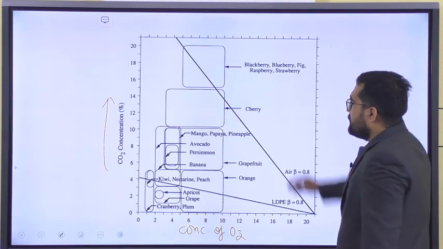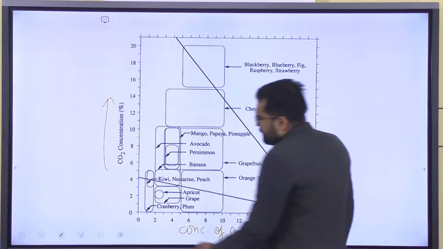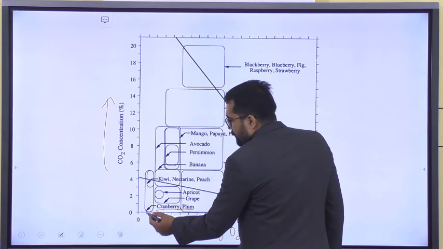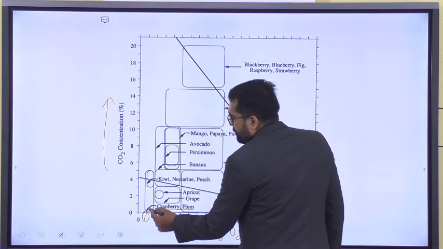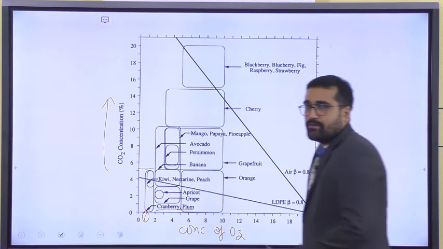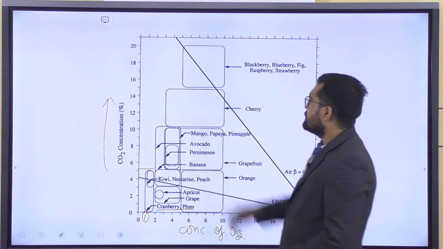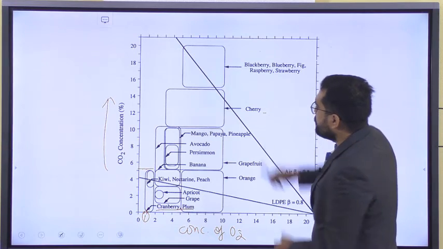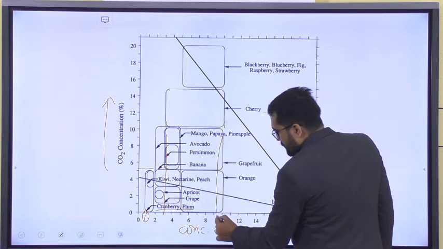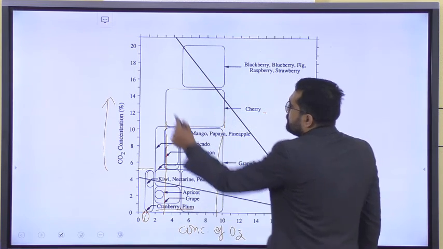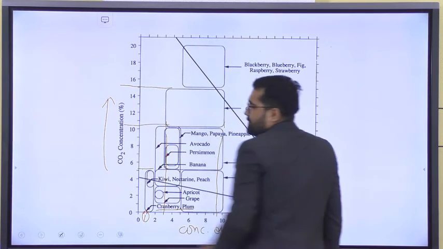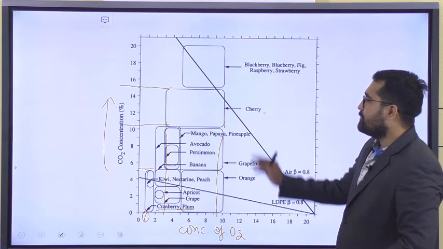Okay, so here we can see for different fruits, like cranberry and plum, we have to add only 1% of oxygen and we can go up to 4% of carbon dioxide. For cherries, this is the range we have to maintain: 3 to 9% of O2 and CO2 of 10 to 15%. So this is the range we can maintain for the product.